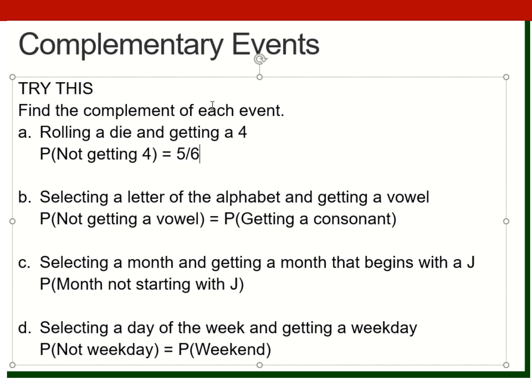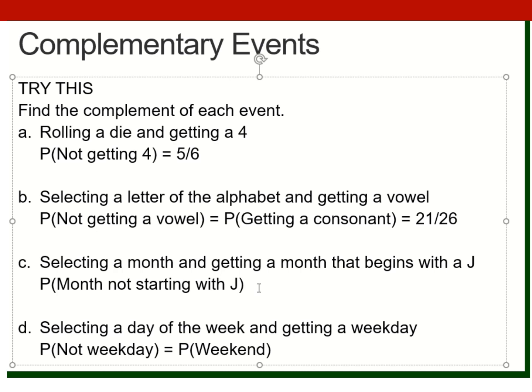All right. Selecting a letter of the alphabet and getting a vowel. So you want a complement of it. That means not getting a vowel. How many vowels do you have? A, E, I, O, U, which is 5. So the probability of getting a vowel is 5/26. What's the probability of not getting a vowel? 21/26.